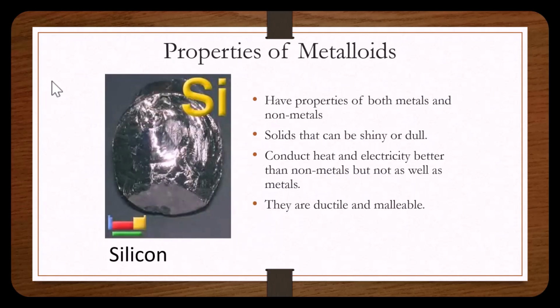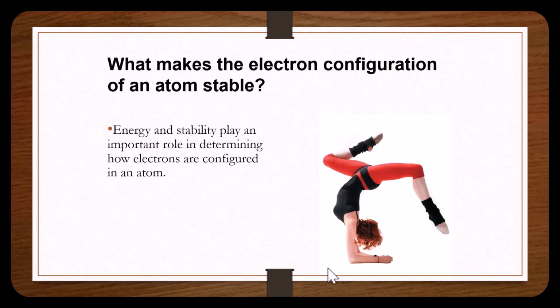Properties of metalloids: metalloids have properties of both metals and nonmetals. Metalloids are solids that can be shiny or dull. Metalloids conduct heat and electricity better than nonmetals, but not as well as metals. Metalloids are ductile and malleable.